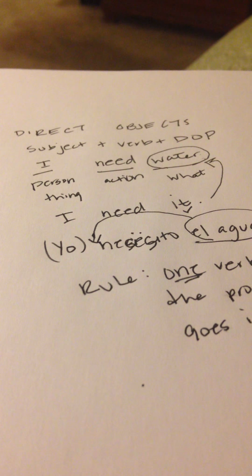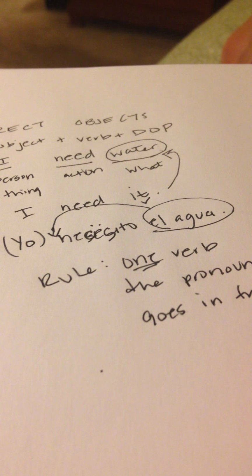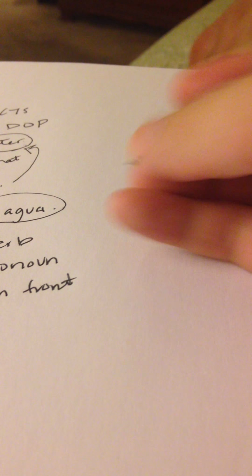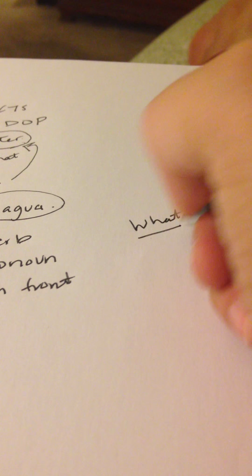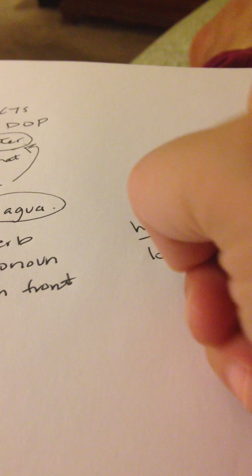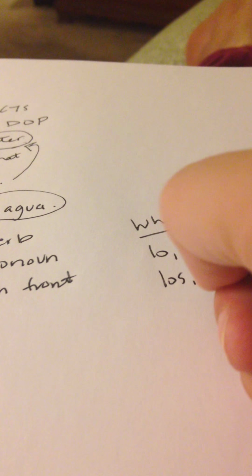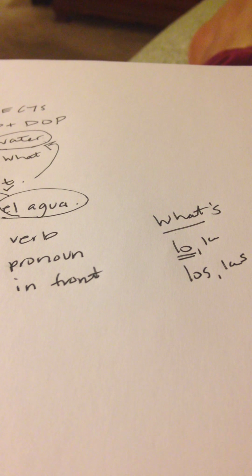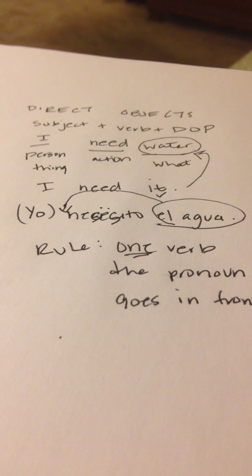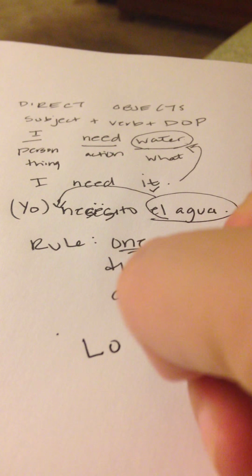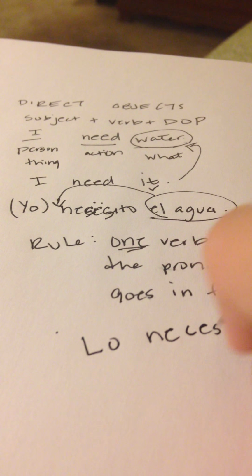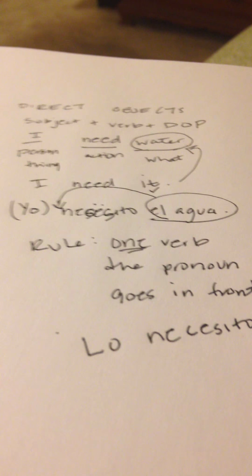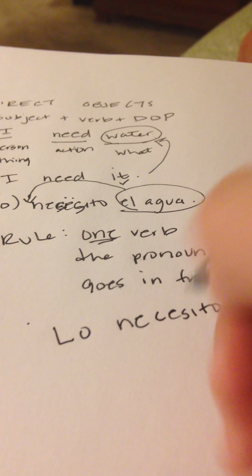So agua is masculine because we know it's el agua. And so the pronouns for the what's are, and this is the chart that I always tell people to make, lo, la, los, and las. Okay, and so we can recognize that this is the masculine singular one, and so that's what we would replace it with. So it goes lo necesito.